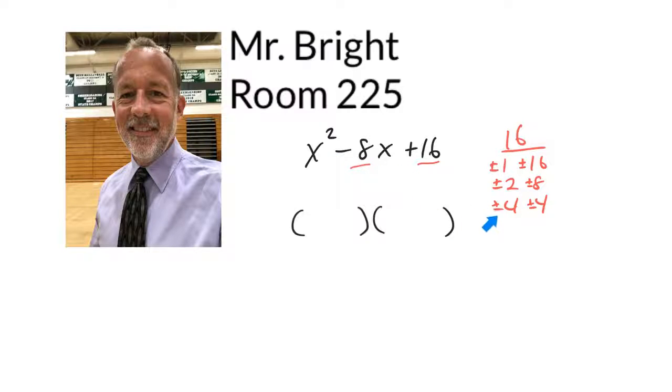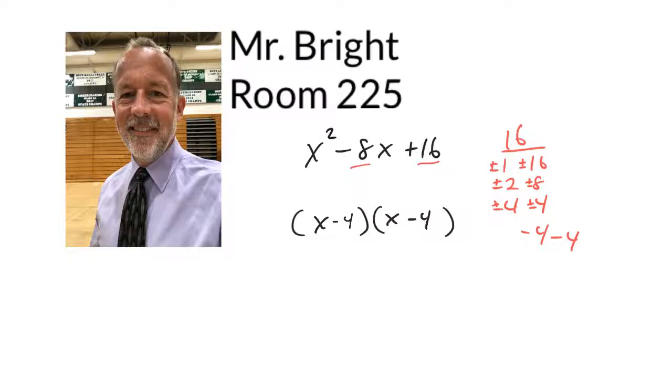So indeed, it is negative 4 and negative 4. If I add those two numbers together, I get negative 8. If I multiply them together, I get a positive 16. And so the way this factors is x minus 4 times x minus 4.